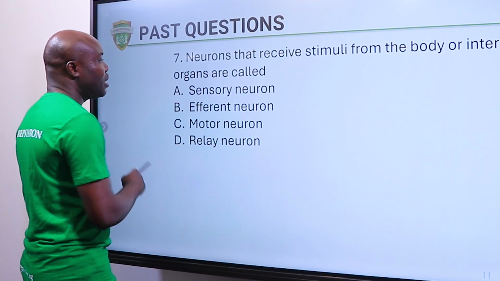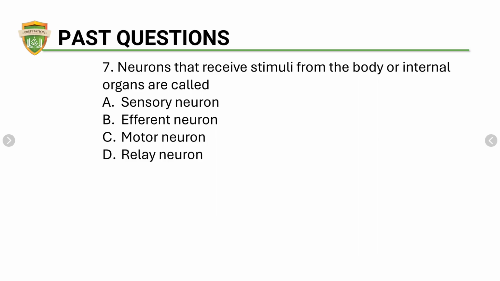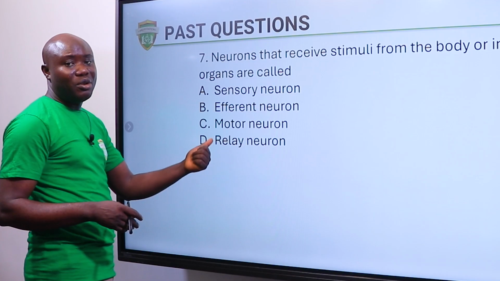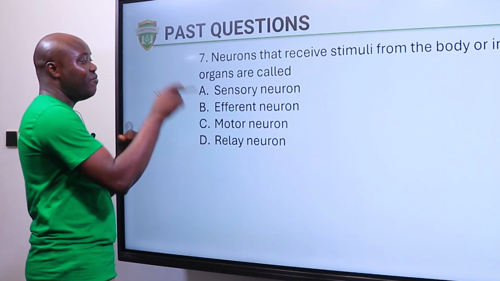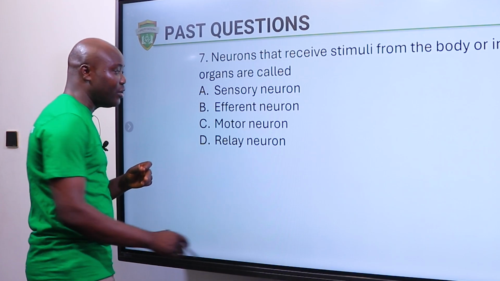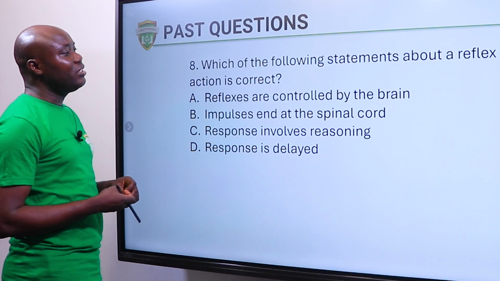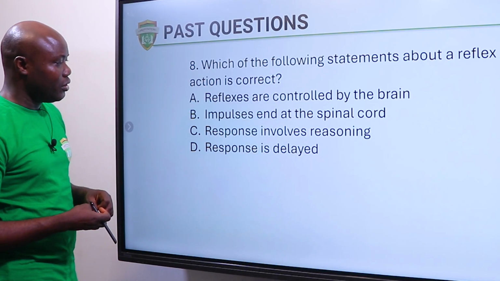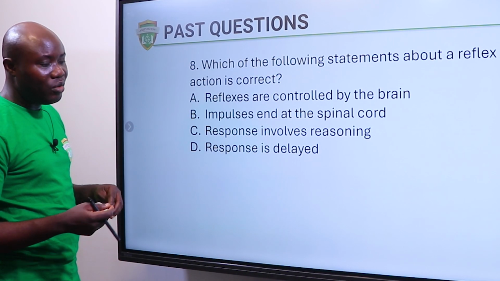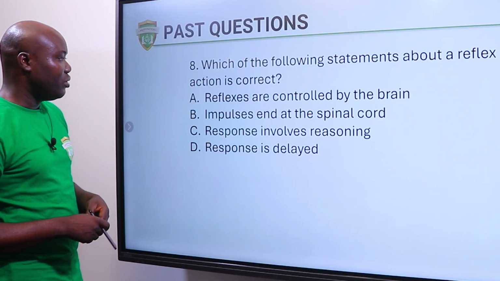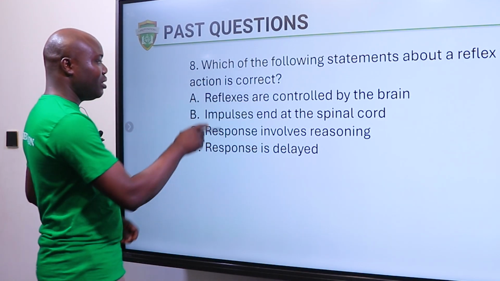Yes, C. Number 7, neurons that receive stimulus or stimuli from the body or internal organs are called sensory neurons. If you look at it, I did not put afferent there because if I had put afferent there, it should have meant that I have repeated the answer twice. Okay, yeah. Number 8, which of the following statement about a reflex action is correct? Reflex actions are always what? They are always involuntary.